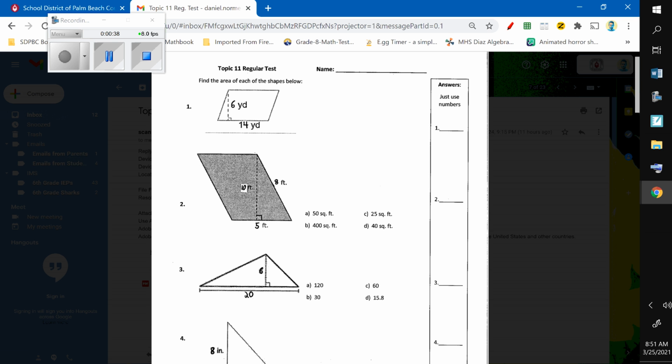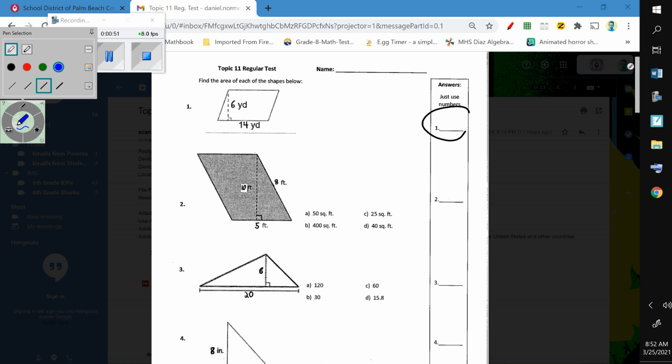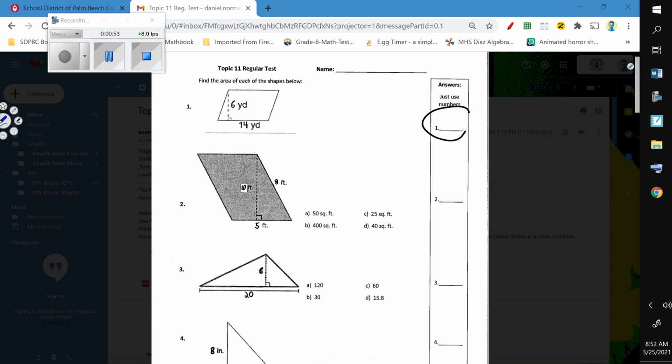Now, number one, for that parallelogram, the base is 14 yards and the height is 6 yards. So find the area. And then if you're in my class, you're going to put the answer right there. If you're at home, you're going to email me back and reply to the email that I sent you.